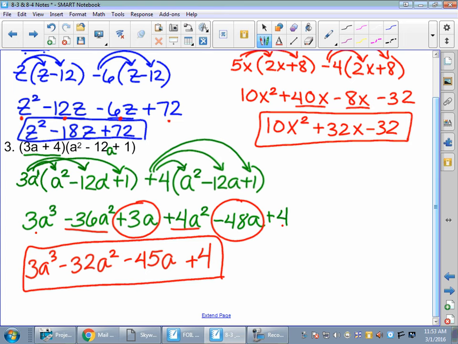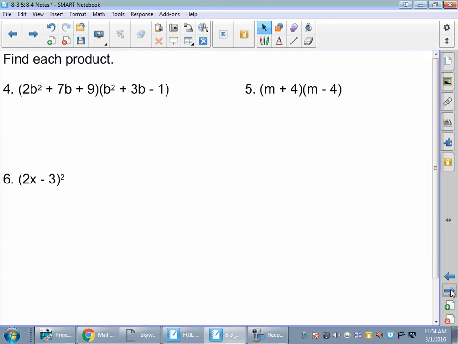So that was a binomial times a trinomial. Let's take it a step further. Let's do a trinomial times a trinomial. It's going to take some room. So if you have 3 terms in the first times 3 terms in the second, 3 times 3 is 9. We're going to have 9 different products.